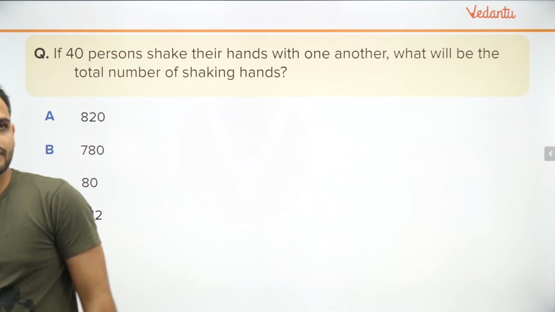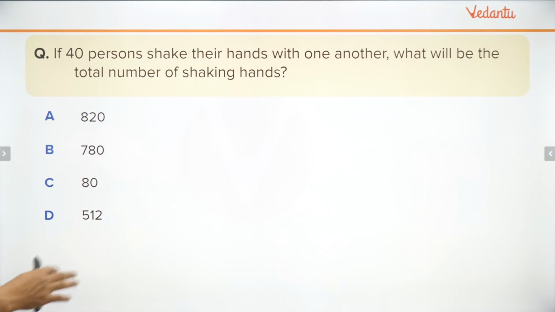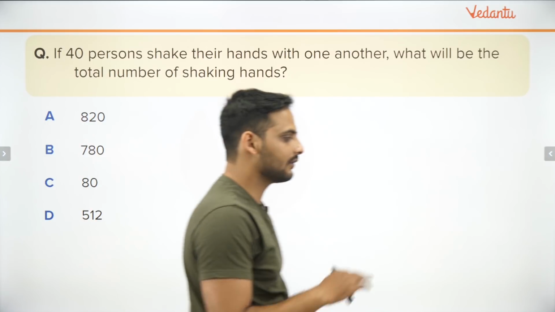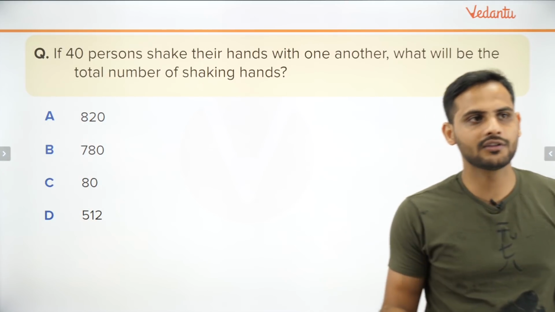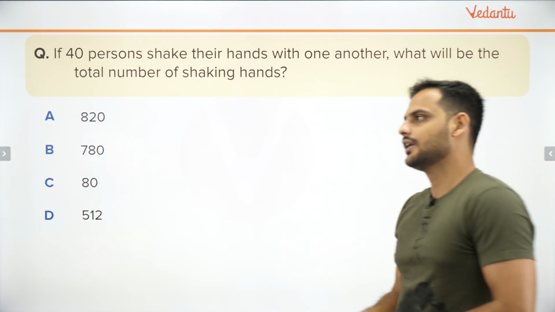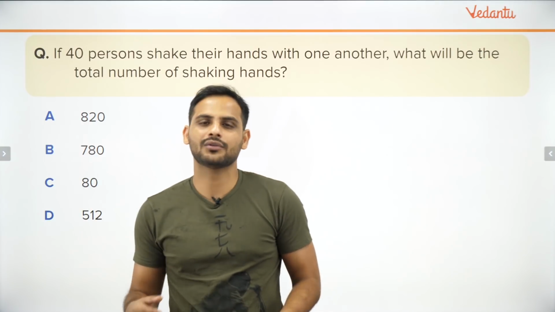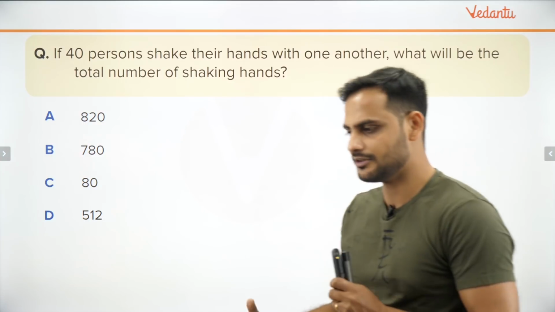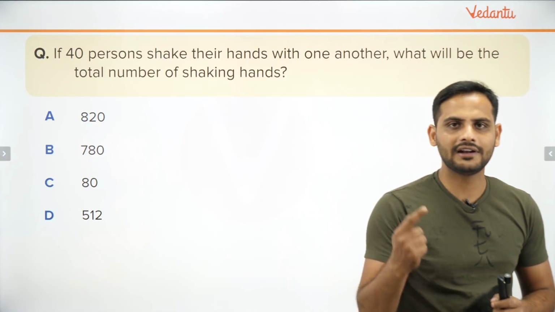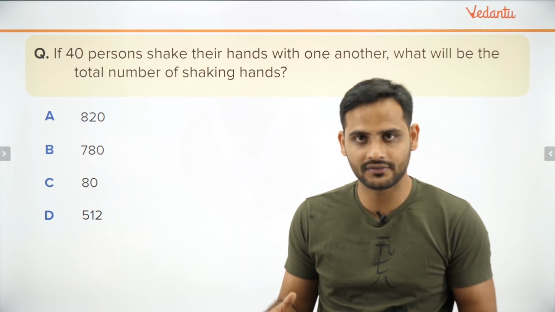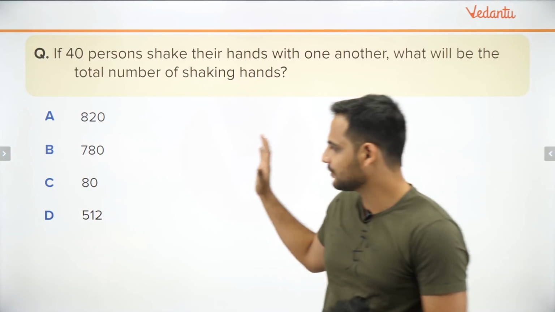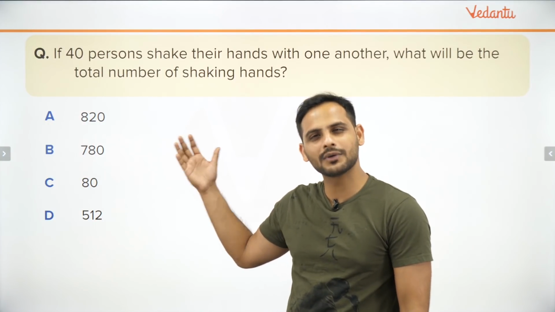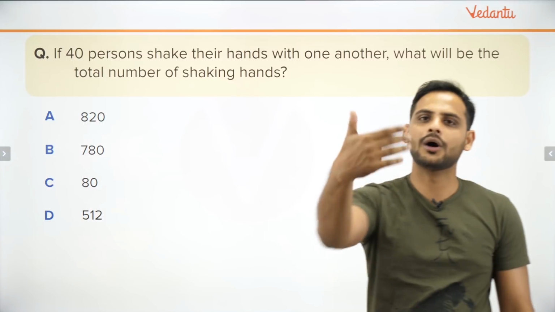If 40 persons shake their hands with one another, what will be the total number of handshakes? Now this question was in the difficult category, for those who have not understood permutation and combination. I have just covered the permutation part, the arrangement part, because if I teach a new topic in one day, you will be depressed. So if you are not able to get it, don't worry, you can leave this question, but I will tell you how to do it.